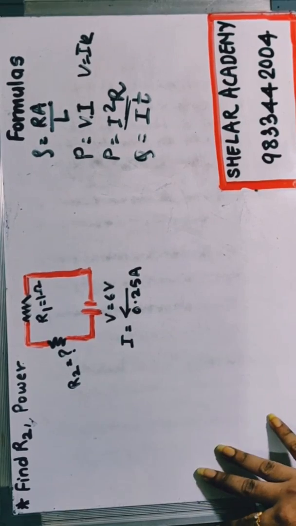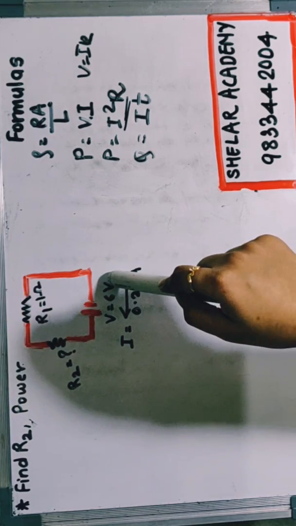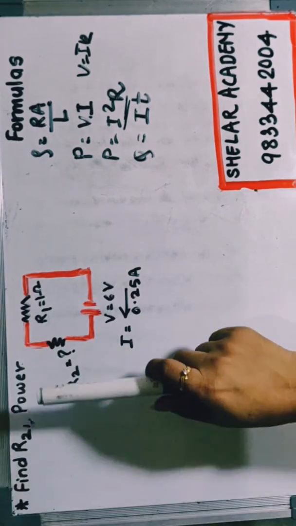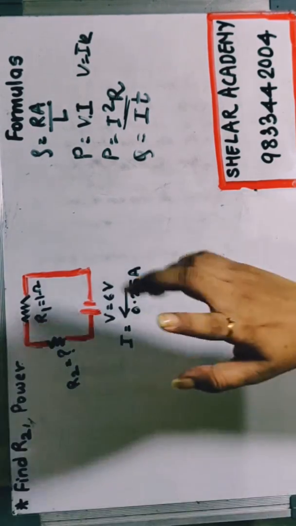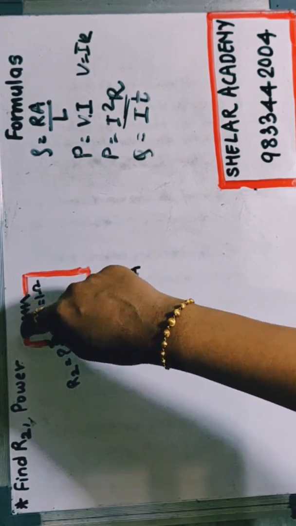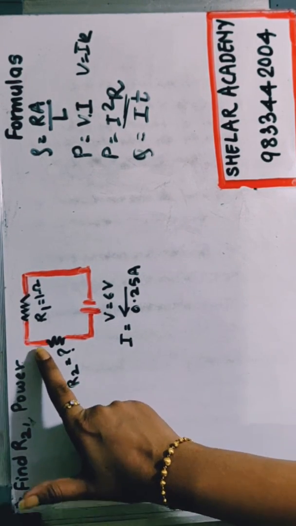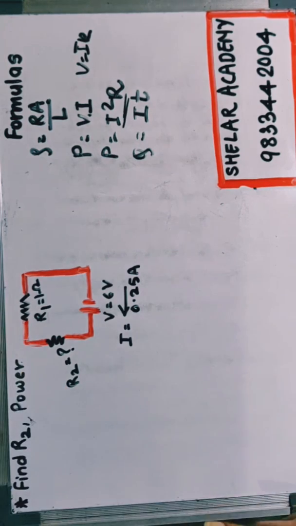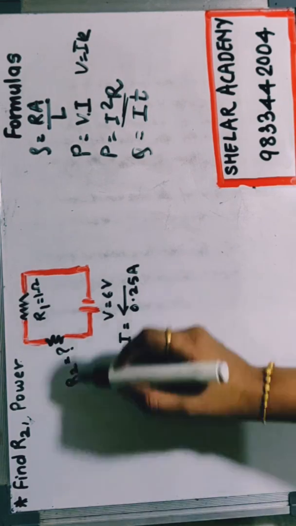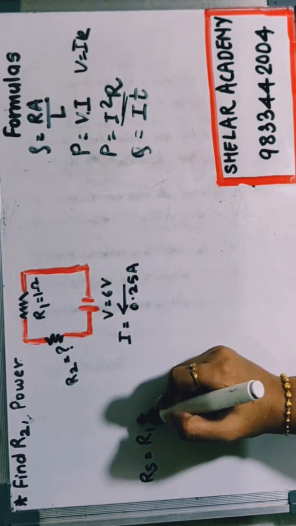Moving on to the fourth sum, we are supposed to find R2. R1 is 1 ohm, voltage is 6 volt, and the current through the circuit is 0.25 ampere. So we are supposed to find R2. Now just keep in mind, like I have told previously, that when there's no other branch in between two resistors, then we consider them in series. These two resistors are in series because there's no third branch between them. So using the equivalent resistance formula, we can conclude that equivalent resistance here is R1 plus R2.